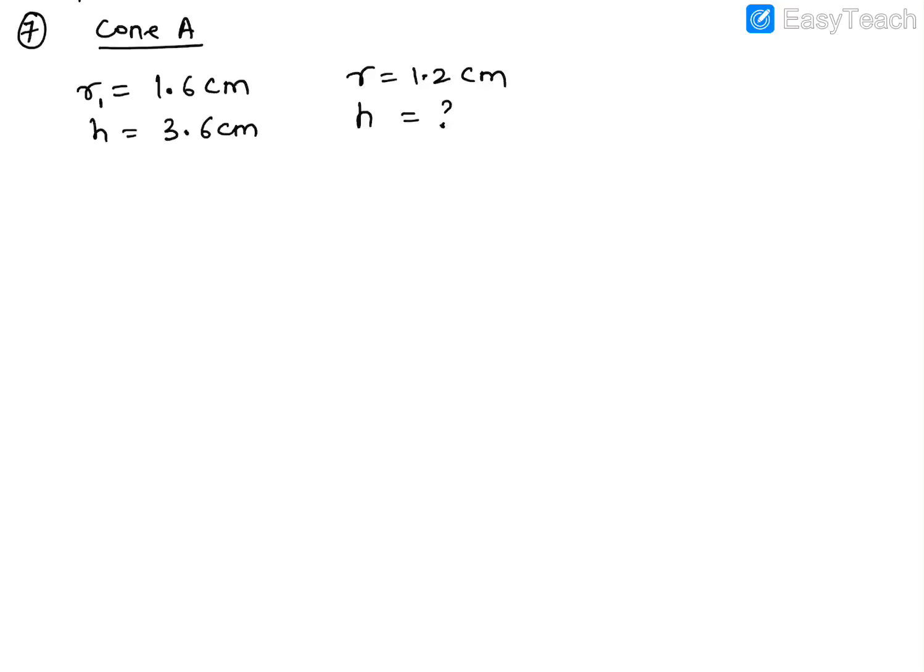So let's say this is your R1, H1, this will be your R2, H2, and that's your cone B. See, whenever they say that it is melted and recasted, remember, what will remain the same? The volume will remain the same.